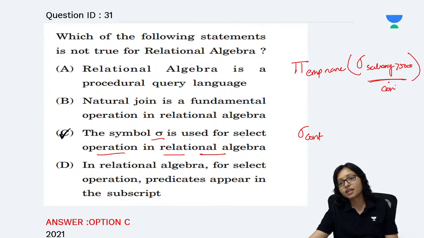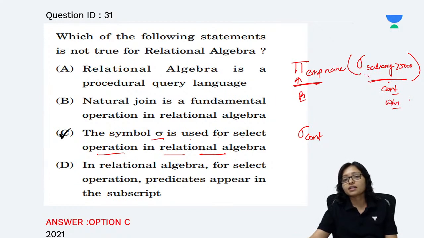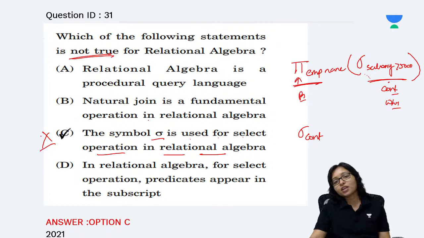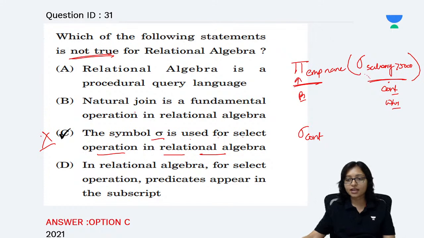It is for the condition purpose we are using it, and for the selection purpose we are using this symbol, that is the project symbol. So the select symbol is used for the where condition, and that's why this one is wrong. It is asking which one is not true. This one is not true. This symbol is select, that is okay. Select symbol is used for the where condition purpose, and the project symbol is used for the selection purpose. So that's why this one will be wrong.